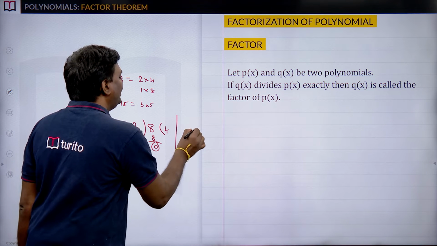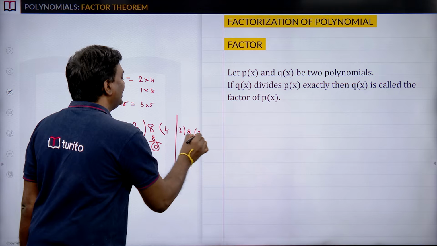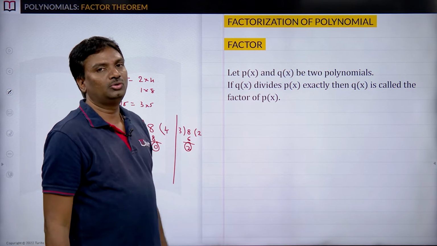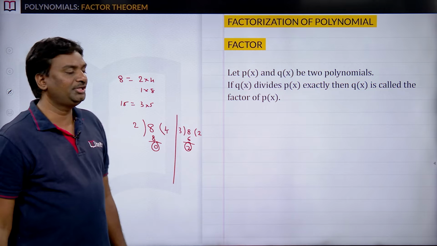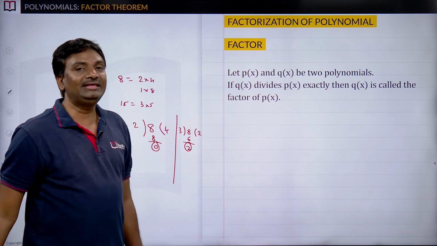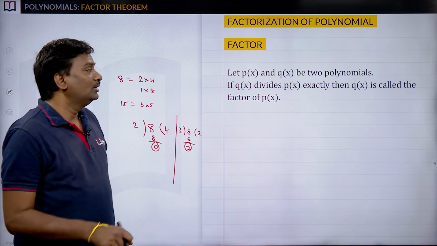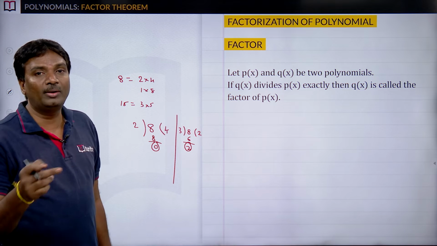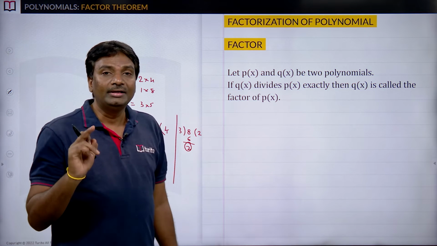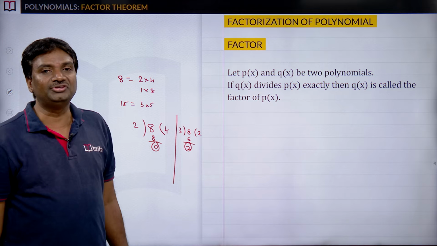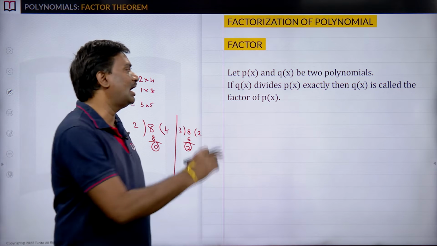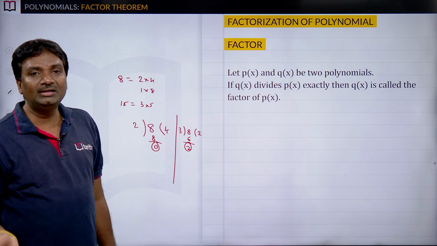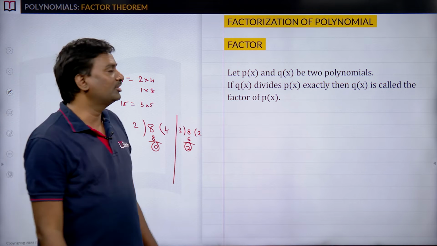Similarly, if we divide 8 by 3, you will get 3 2 6, 8 minus 6, 2 is the remainder. So, we have not gotten the remainder as 0. That is why we can say 3 is not a factor. So, for the polynomials also, if we divide one polynomial by another polynomial, if we get the remainder as 0, then we can say the second polynomial should be the factor of the first polynomial.